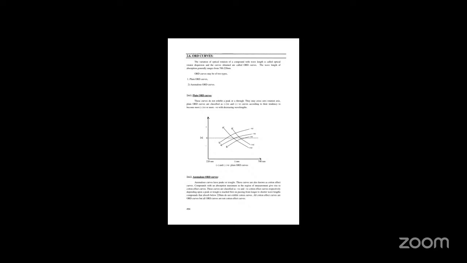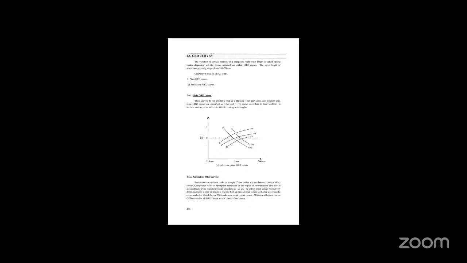The combination of circular birefringence and circular dichroism is the Cotton effect. The variation of optical rotation of a compound with wavelength is called optical rotatory dispersion, and the curves obtained are called ORD curves. The wavelength of absorption generally ranges from 700 to 220 nanometers. And the curves may be of two types, plain curves and anomalous curves.